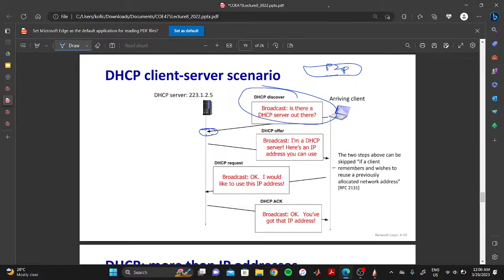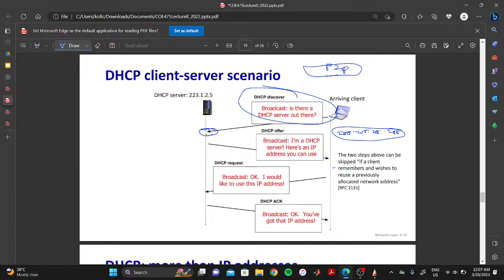So when you get an offer, what happens is that the DHCP server will tell you, here's an IP address that you can use, and it sends it to 255.255.255.255. So if you are an arriving client, you get the message too. You understand because you are temporarily connected to the network. And if you have an IP address and you get this message, you can ignore it. Great. So it is sent to all the interfaces.